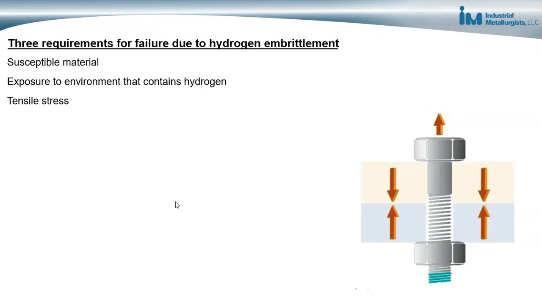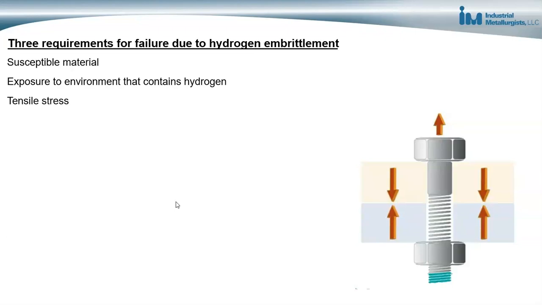Also, the material has to be exposed to an environment that contains hydrogen, where the metal can absorb hydrogen that can then go to the grain boundaries and degrade them. And the metal has to be exposed to a tensile stress during use. That stress can be from an external loading, or it can sometimes even be residual stresses large enough to cause cracking due to hydrogen embrittlement.